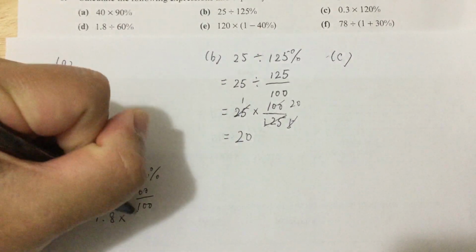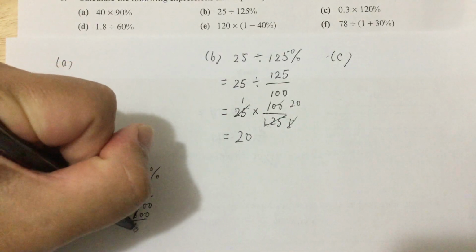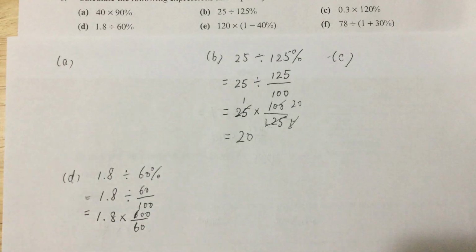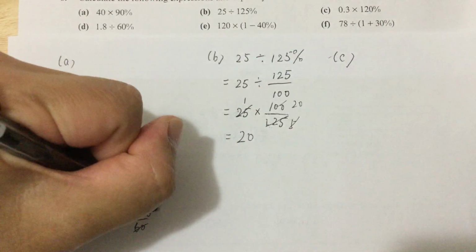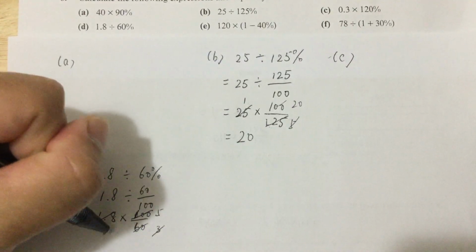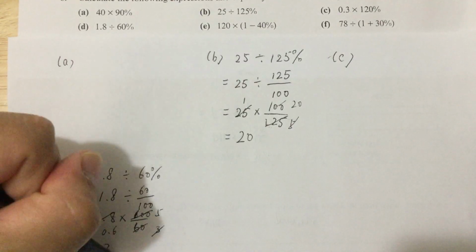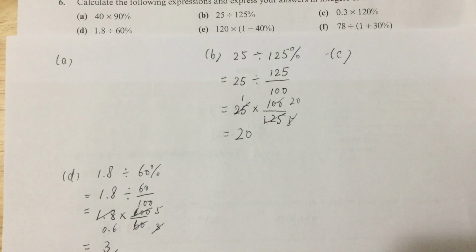1.8 times 60 over 100 over 60. And then we can do the cancellation. 160, you have 5, 3. And 3 and 1.8 is 0.6. So 0.6 times 5 is 3. So you got the answer is 3.